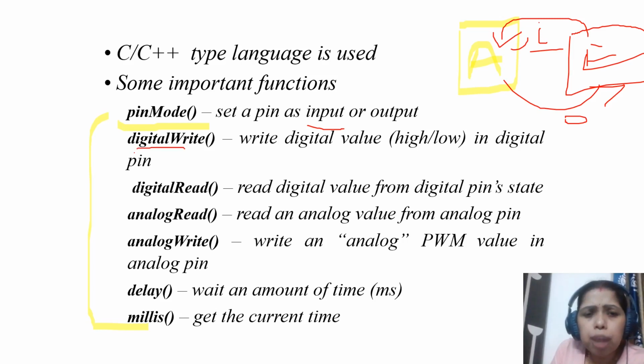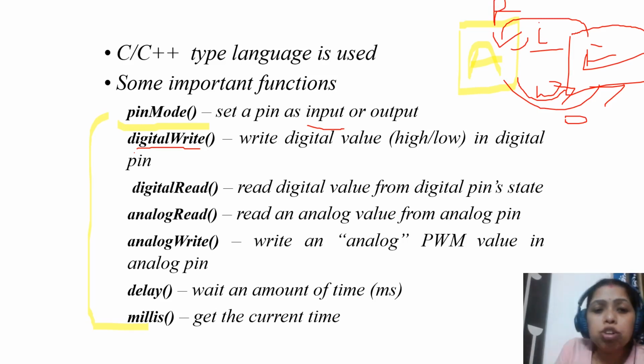Now come to digitalWrite. Write means associated with the output. If you want to send data from the Arduino to the external device, this is the write phenomenon, associated with the output pin. And if you want to collect data from the external device, the pin will be associated with the input, and the phenomenon is the read phenomenon.